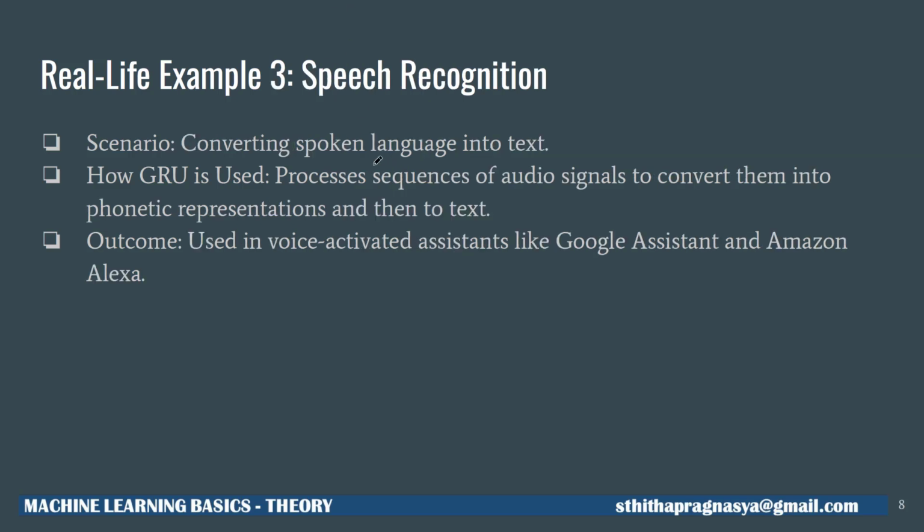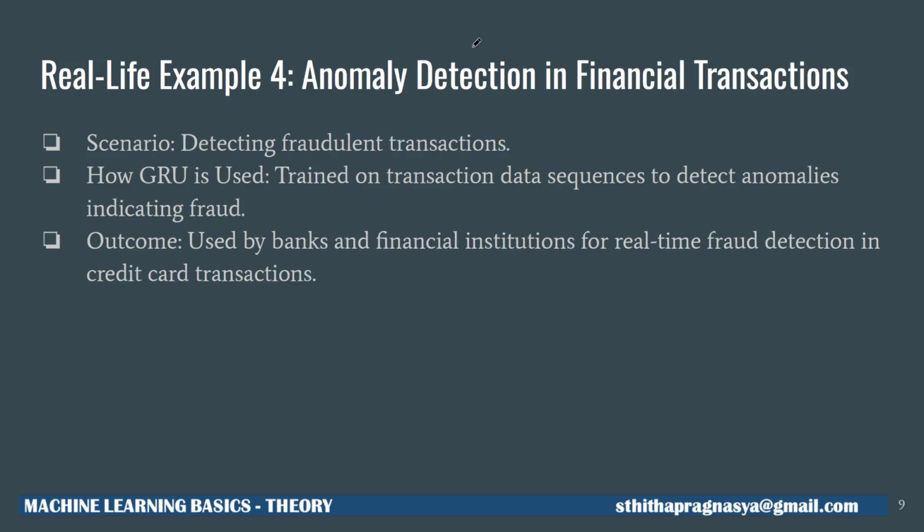And speech recognition, converting spoken language into text. In speech recognition, GRUs process a sequence of audio signals, converting them into a sequence of phonetic representations, which are then mapped to text, similar to LSTMs. The GRU's ability to manage sequences helps in recognizing words in a continuous stream of speech. It can be used in voice-activated assistants like Google Assistant or Alexa, which rely on GRUs for recognizing and transcribing speech in real time.